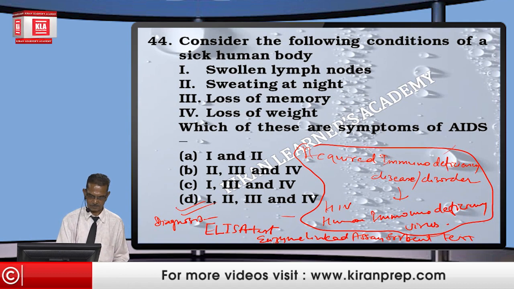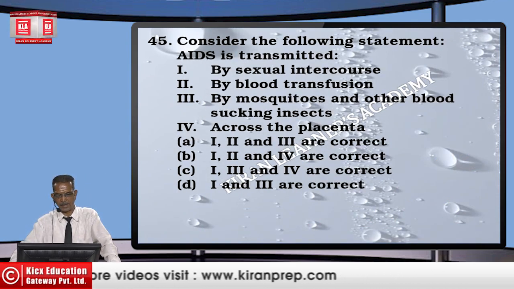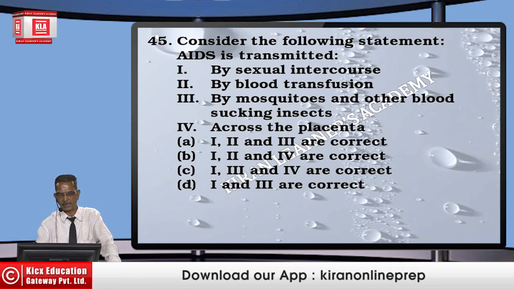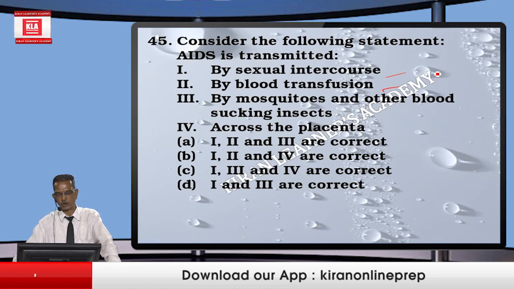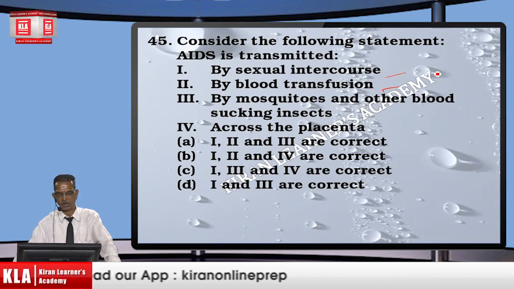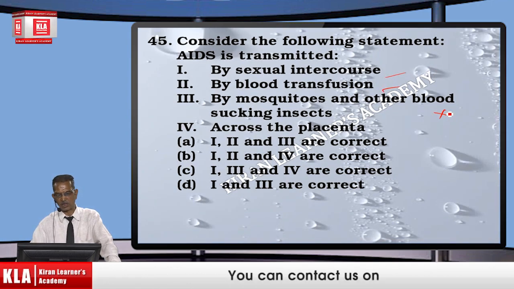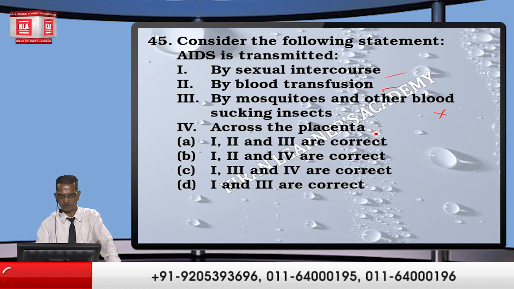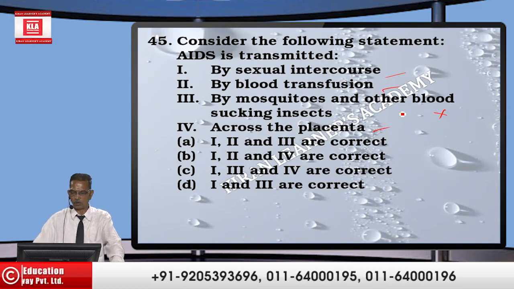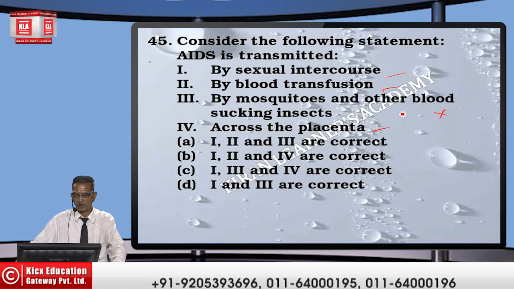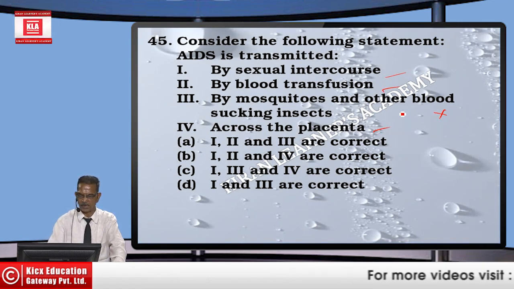Next. Consider the following statement. AIDS is transmitted by sexual intercourse? Yes. Blood transfusion? Yes. By mosquito and other blood-sucking insects? No. Across the placenta? Possible. So, it can be 1, 2 and 4. That is the correct option. So, B is the correct one.